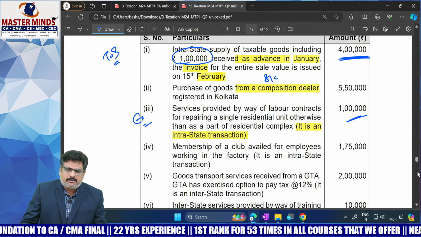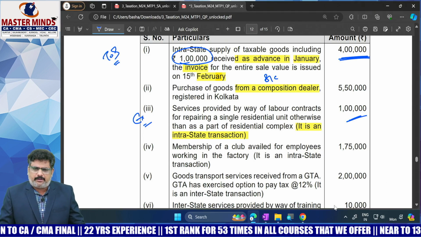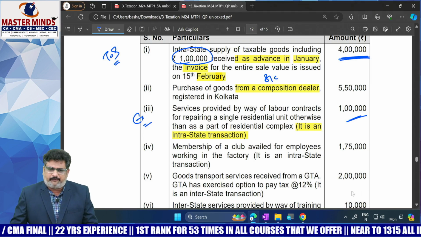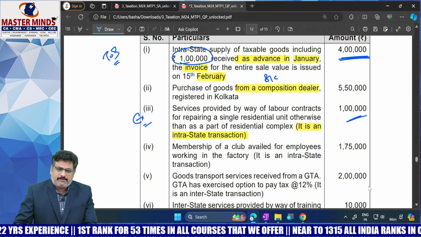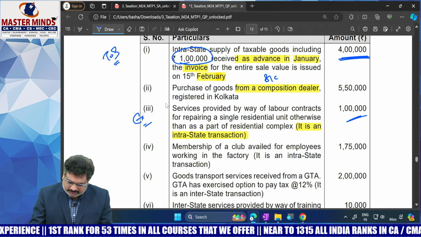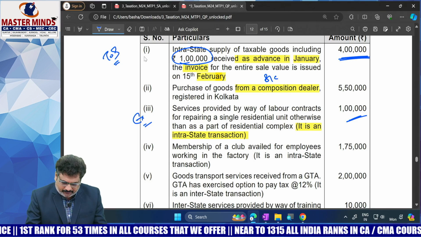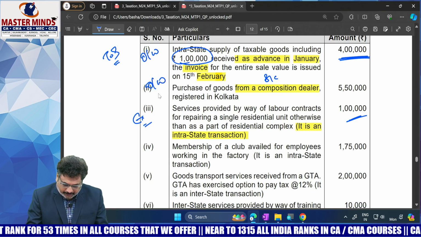Okay. The next one is membership of a club availed for employees working in the factory. It is an intrastate transaction. So I think this is the inward supply. First of all, we need to identify whether it is an outward supply or an inward supply.